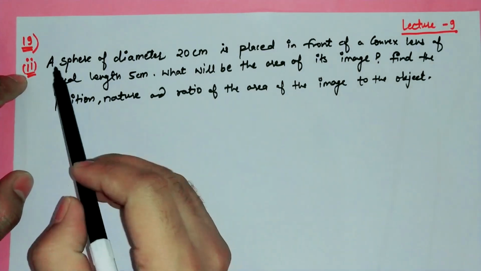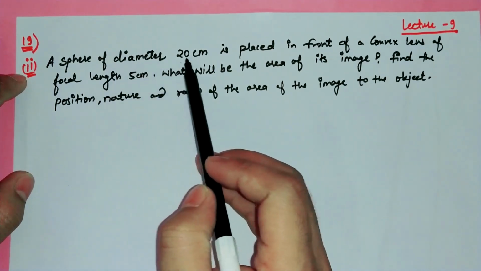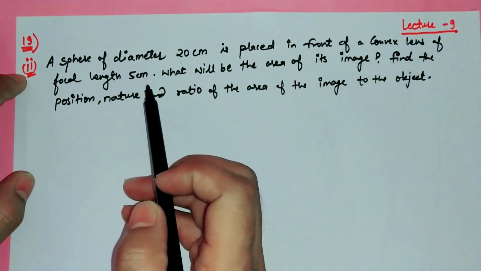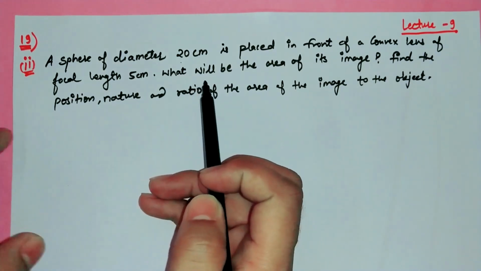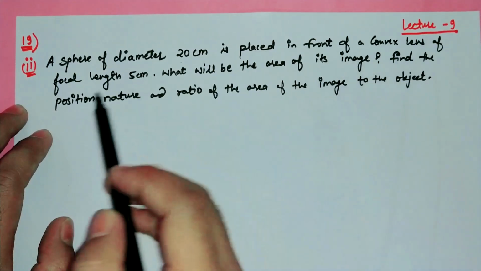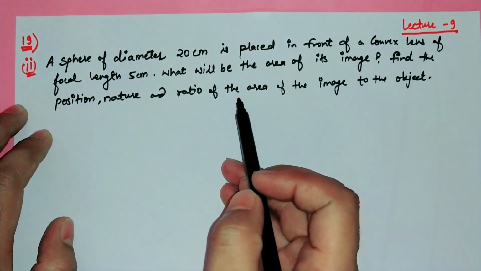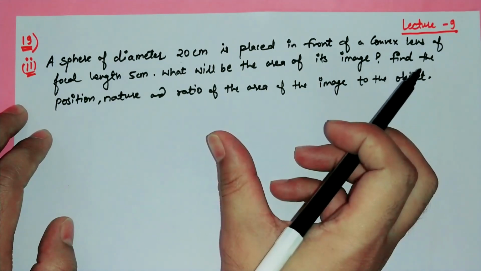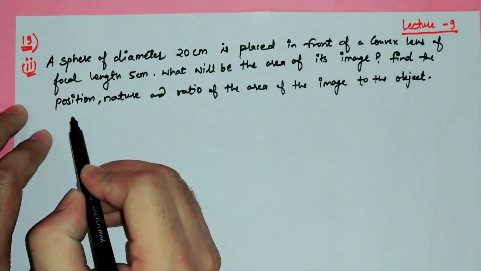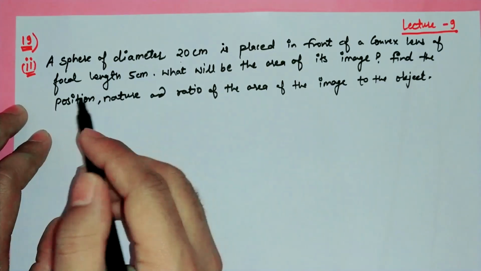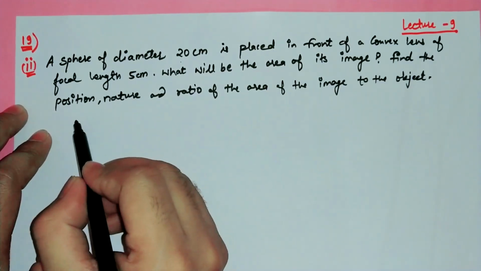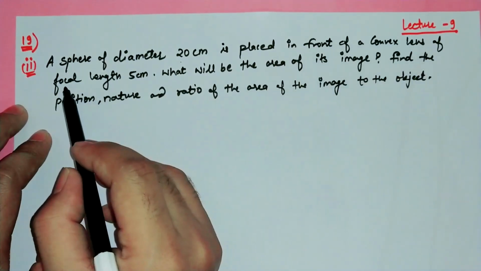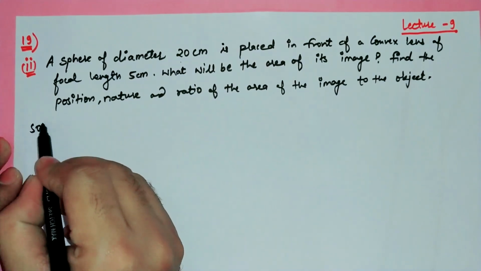The second part is: a sphere of diameter 20 cm is placed in front of a convex lens of focal length 5 cm. What will be the area of its image? Find the position, nature and ratio of the area of the image to the object. Now it is not given where the position of the object is. So in the group I have sent that the position is 3 times the focal length. So, solution.